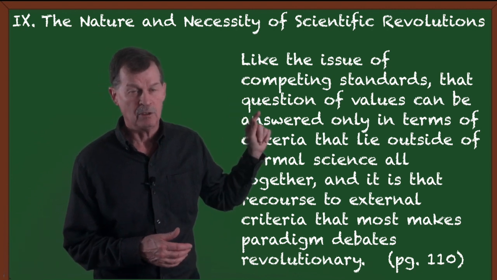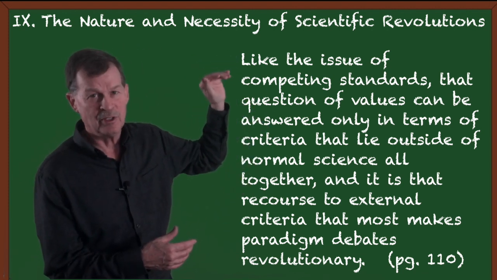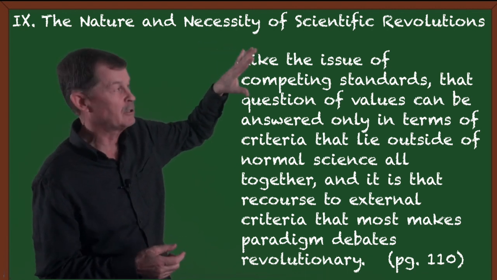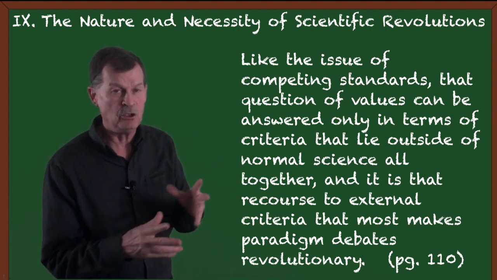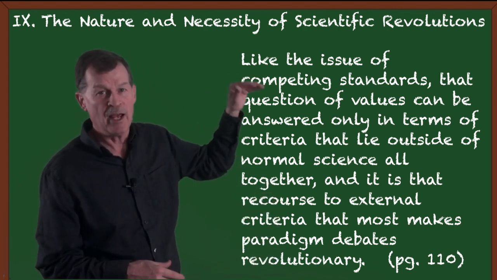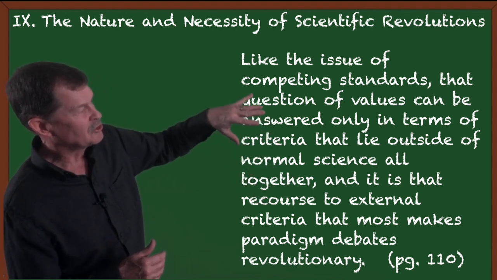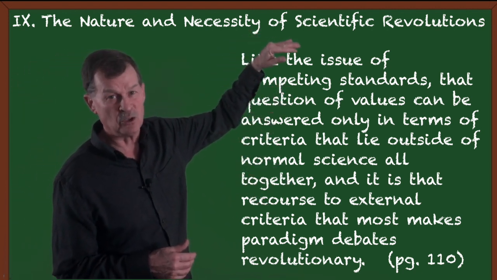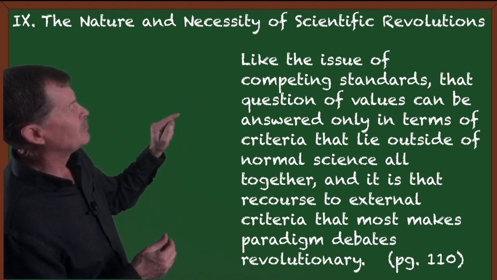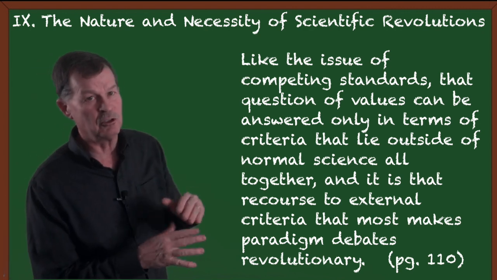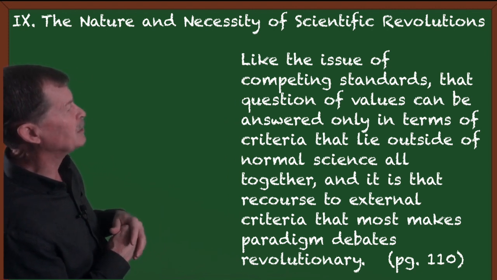Thomas Kuhn is now introducing another dimension. He's introducing values. But if we go back to the house diagram, we see values are the top floor, or actually the attic, the axiology. And that produces the aesthetics and values of a system. So every paradigm has values, has aesthetics. And what Thomas Kuhn is bringing in here is that a change of paradigm, yes, it changes methods, but it also changes values and aesthetics. And so that is what it is, that recourse to external criteria. What are external to science is the values. The values are above and outside of science. To external criteria that most makes paradigm debates revolutionary.